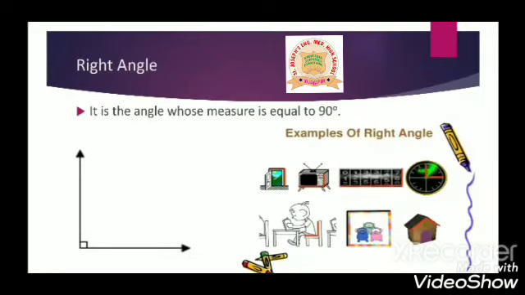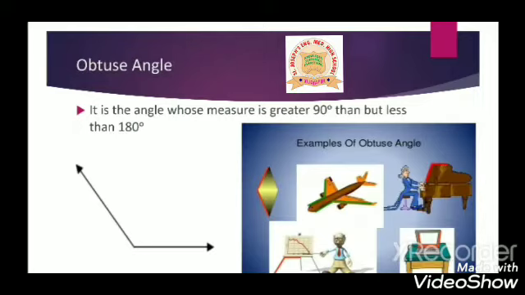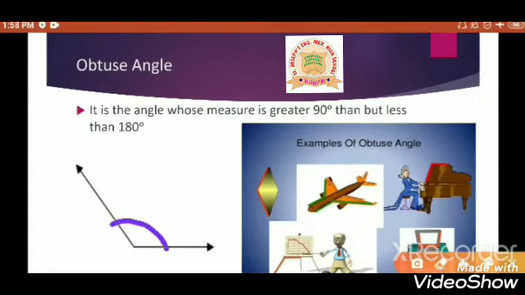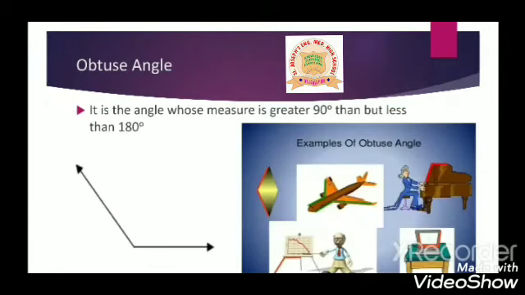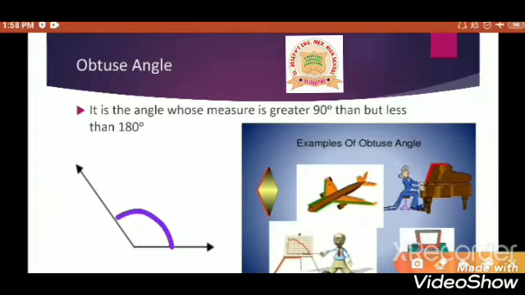Next is the obtuse angle. When do you call the angle an obtuse angle? It is an angle whose measure is greater than 90 degrees but less than 180 degrees. So if this angle is greater than 90 degrees and less than 180 degrees, then you call it an obtuse angle.